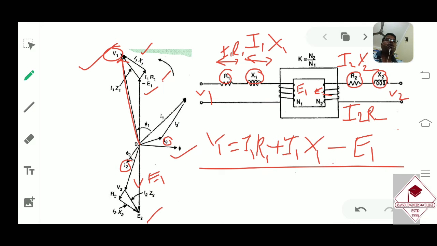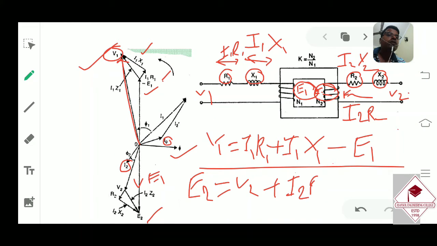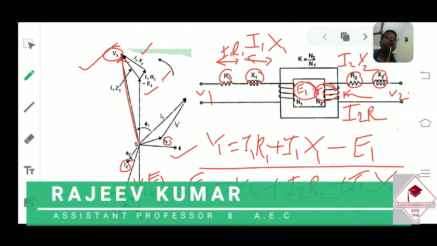Now we should draw similarly for the secondary. So first we will get this E2. The secondary equation will be: E2 should be equal to V2 plus I2 R2 plus I2 x2. So this will be followed on the secondary side. How can we do this?